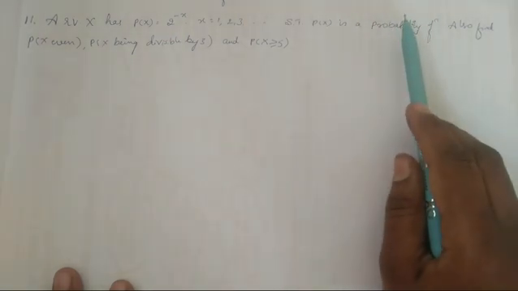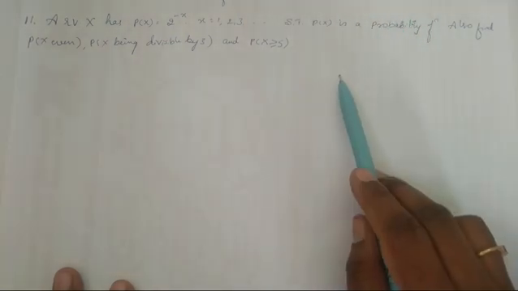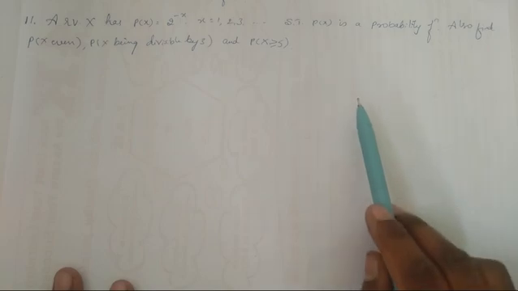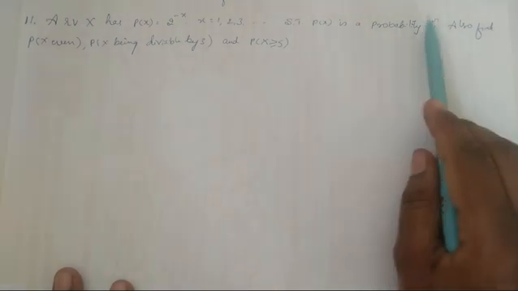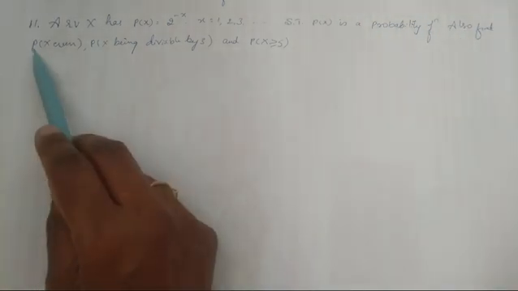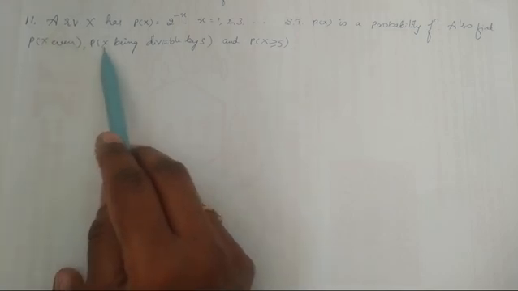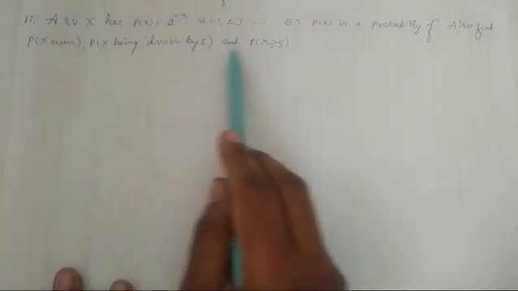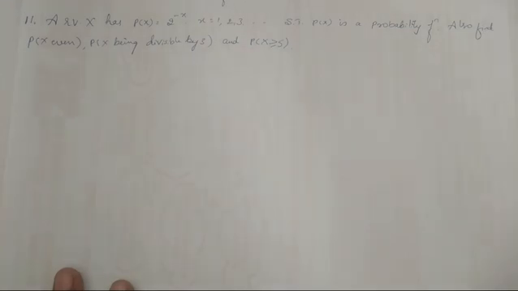What we have to show? It is a probability function. That means the summation of all the probabilities must be equal to 1. We have to show this. I also find p of x even, p of x being divisible by 3 and p of x greater than or equal to 5.